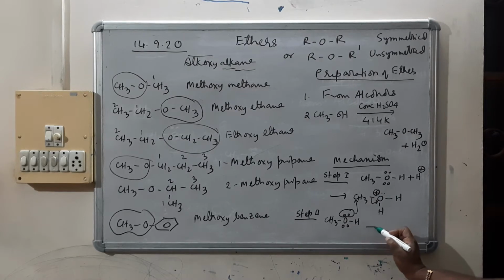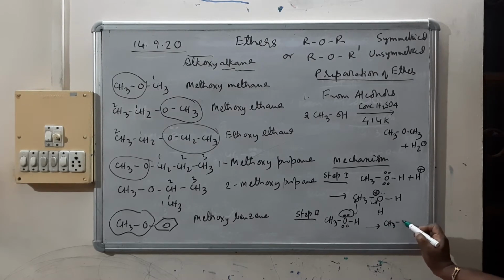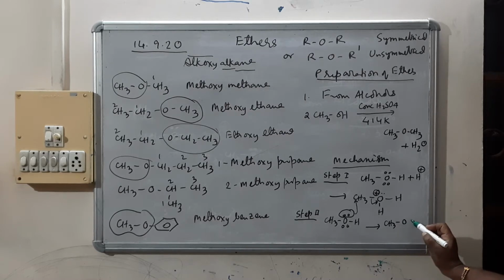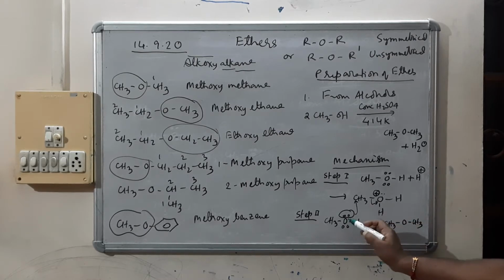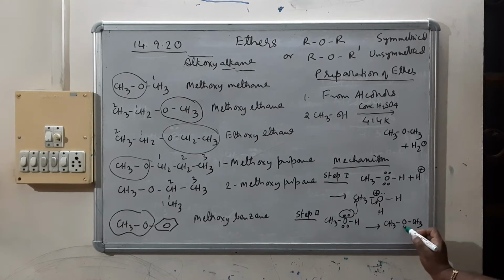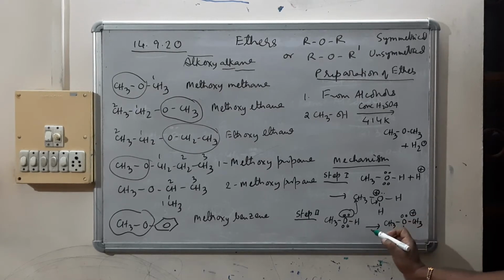So the SN2 attack will give us this one, CH3OCH3, and this H, suppose I am writing it here, and there is one lone pair. So this is the second step. Water is removed.